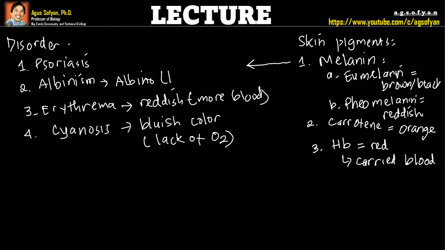Albino is a lack of melanin. Psoriasis is fast keratinization. So these are several types of disorders in the skin. Now we go to wound healing. So the skin can get damaged.